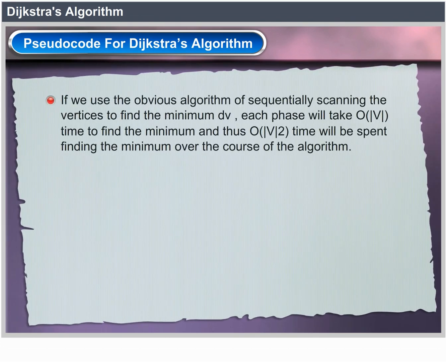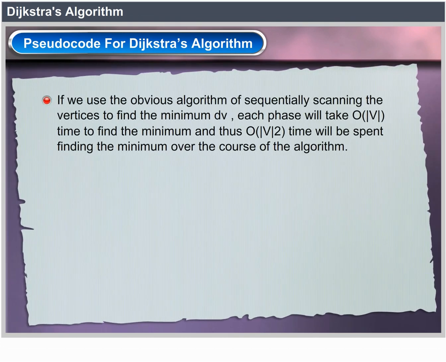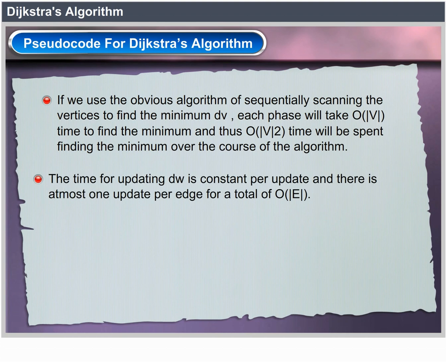If we use the obvious algorithm of sequentially scanning the vertices to find the minimum dv, each phase will take O(|V|) time to find the minimum, and thus O(|V|²) time will be spent finding the minimum over the course of the algorithm. The time for updating dw is constant per update, and there is at most one update per edge, for a total of O(|E|). Thus, the total running time is O(|E| + |V|²) = O(|V|²).